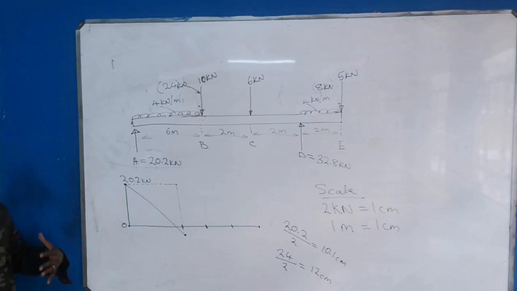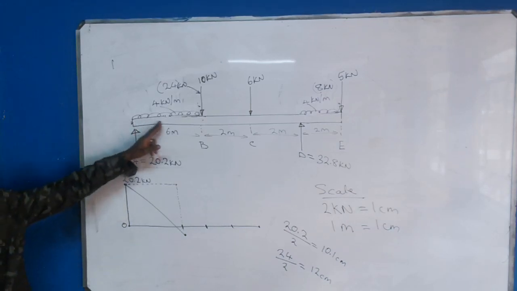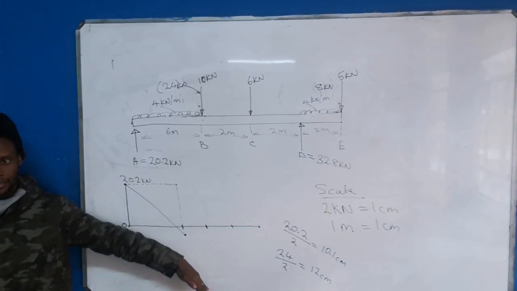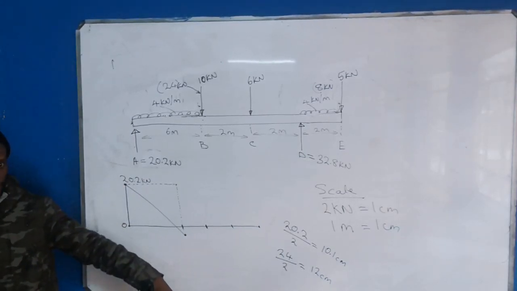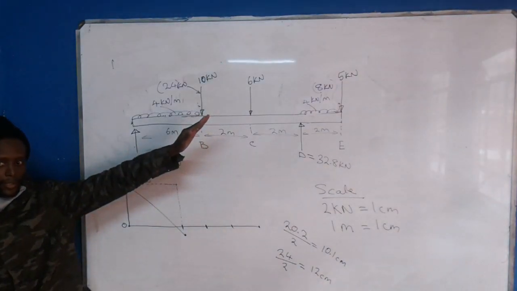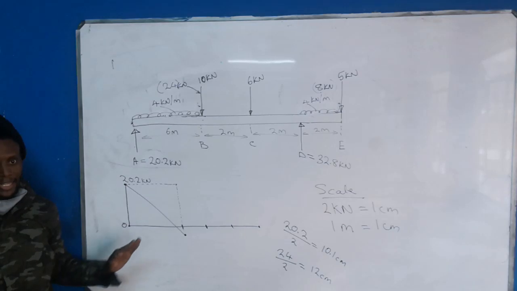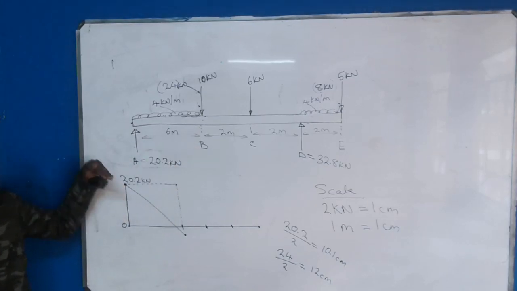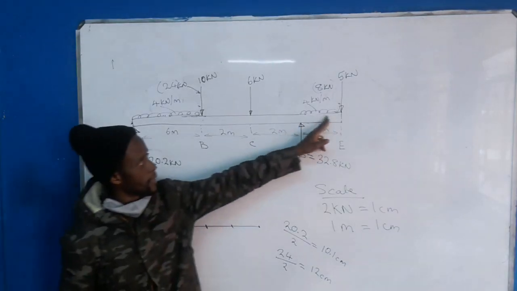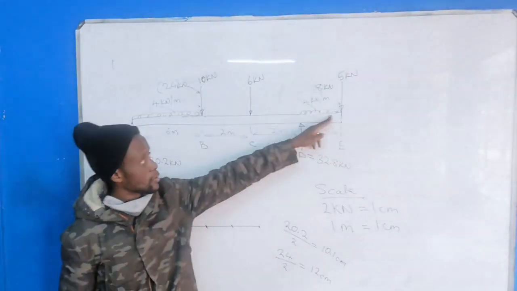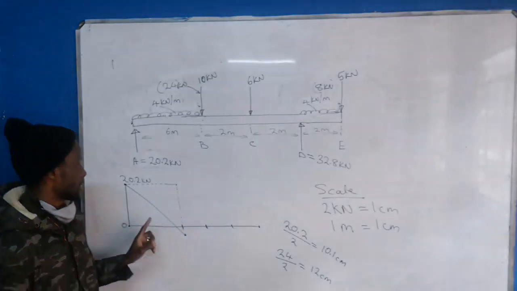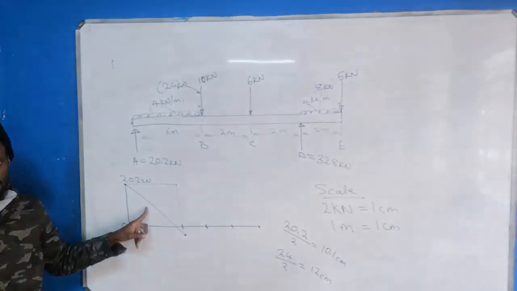So in other words, what you should expect, every time you have a uniformly distributed load, your beam should slant downwards in that direction. There is no way a beam will slant going this side. I don't want to see those diagrams. It should slant going this side, which means here, we should expect a line also slanting downwards. Any questions, please ask on this.